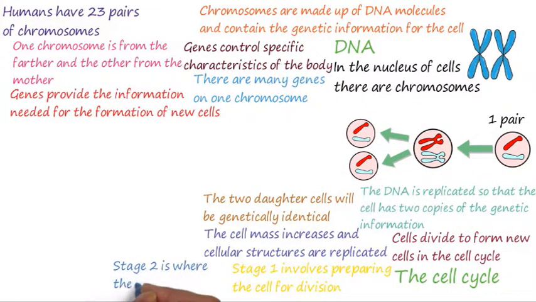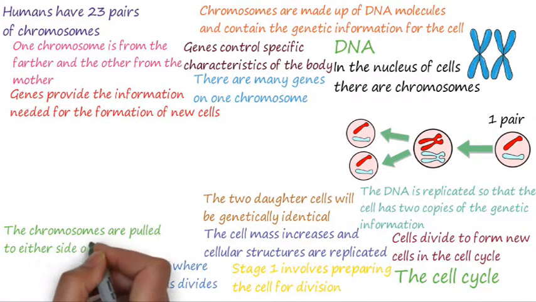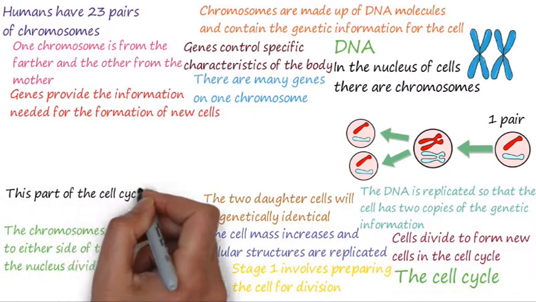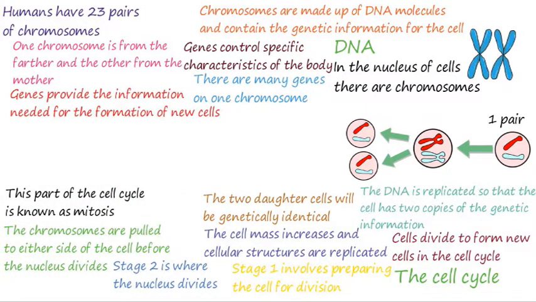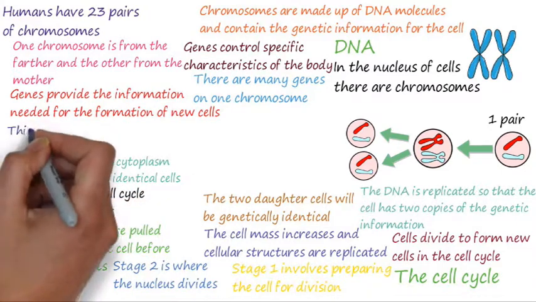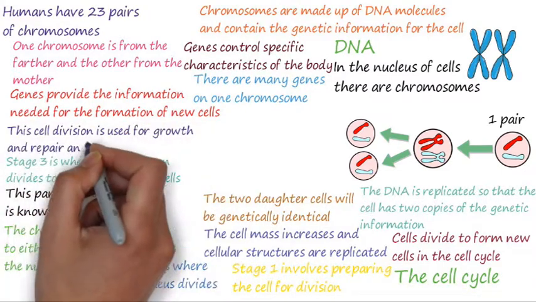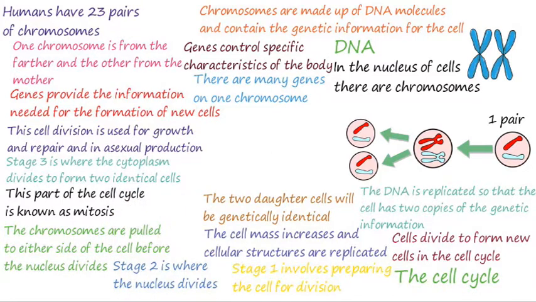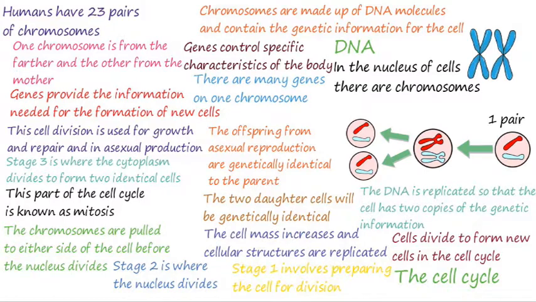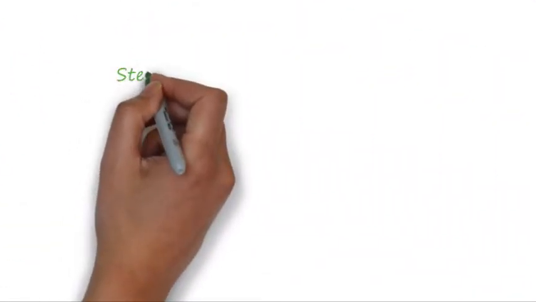Stage 2 involves the nucleus dividing in preparation for the cell dividing. The chromosomes are pulled to either side of the cell before the nucleus divides. This part of the cell cycle is known as mitosis. The final stage is where the cytoplasm divides to form two identical cells. This type of cell division is used for growth and repair of multicellular organisms, as well as in asexual reproduction. This means the offspring from asexual reproduction are genetically identical to the parent.